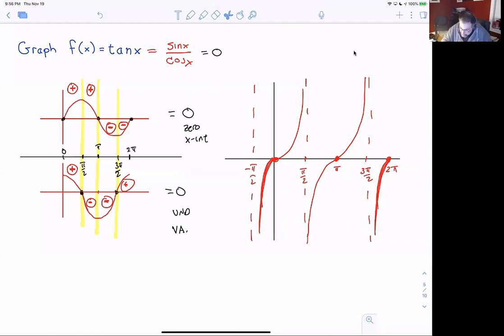Likewise, if you wanted to, you could copy this section right here and duplicate that, and you can paste it over here, and that would give you another asymptote at the end, and that would be at 5 pi over 2.